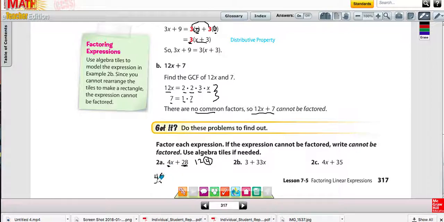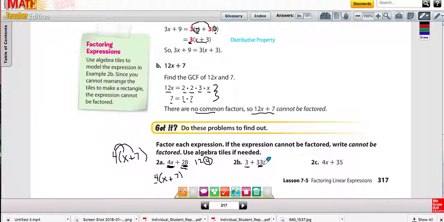How did I get from 4 to 4x? Well, I multiplied by x. How did I get from 4 to 28? I had to multiply by 7. So my answer is 4 times the quantity x plus 7. Well, let's just double check. What's 4 times x? 4x. 4 times 7, 28.